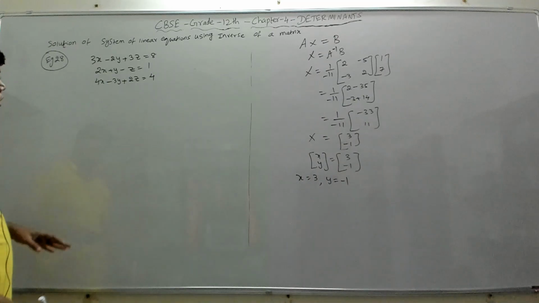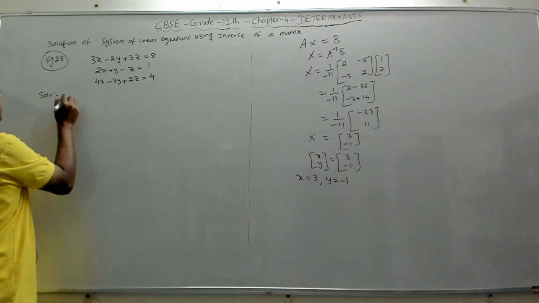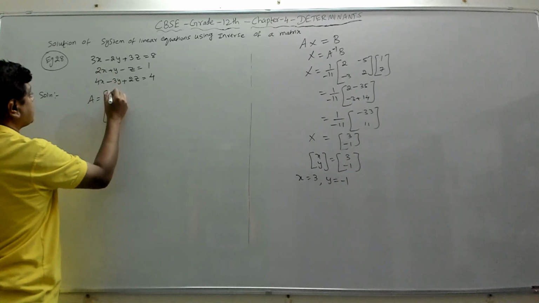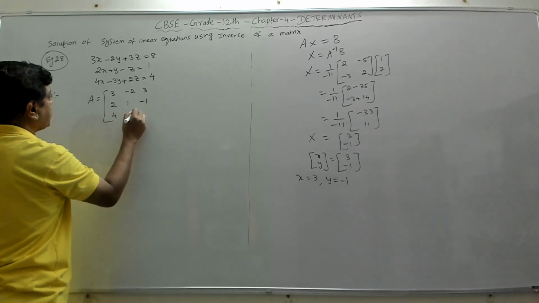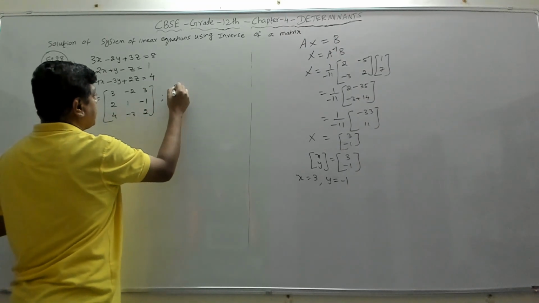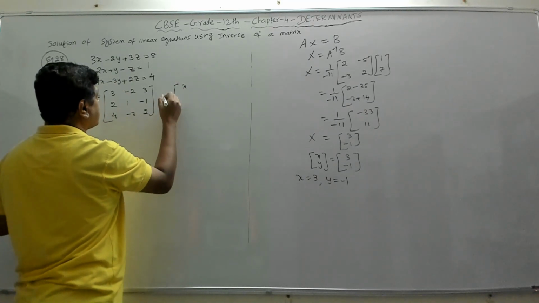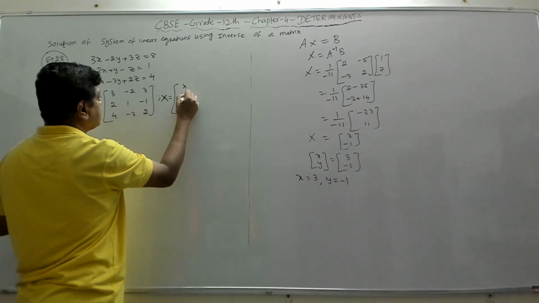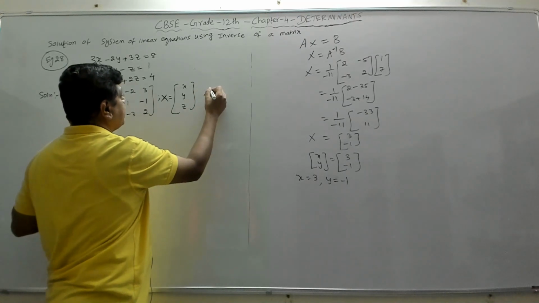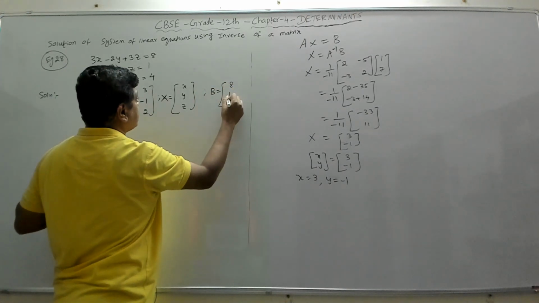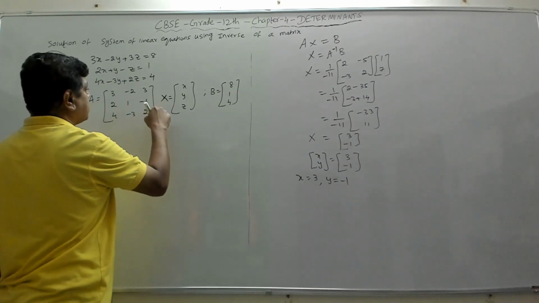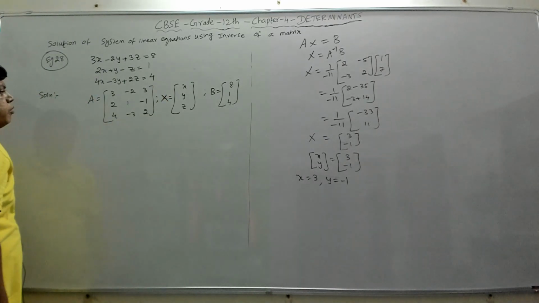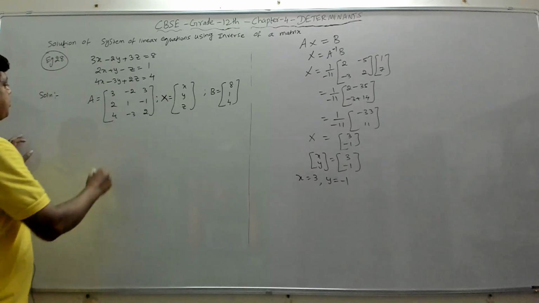Again we will write this. So the solution is, let's write the A matrix. What is the A matrix? The A matrix is all the coefficients: 3, minus 2, 3; 2, 1, minus 1; 4, minus 3, 2. That is your A matrix. Your X matrix is x, y, z, and your B matrix is 8, 1, 4. So this set of equations has become like AX equal to B.